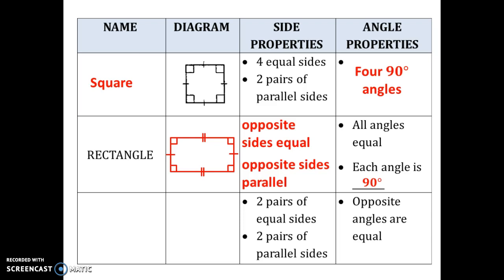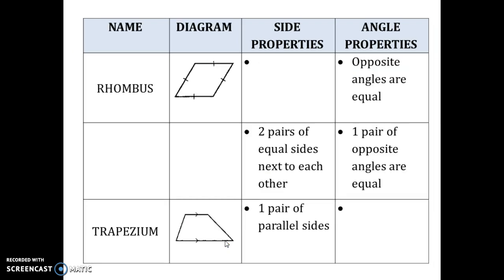The next one is our parallelogram. So it's like we've taken our rectangle and pushed it on its side. So the side properties of the 2 pairs of equal sides, the opposite sides equal and the opposite sides are parallel. The opposite angles are also equal. So that means that this angle in this corner equals this one. Then this angle in this corner here is equal to this one.